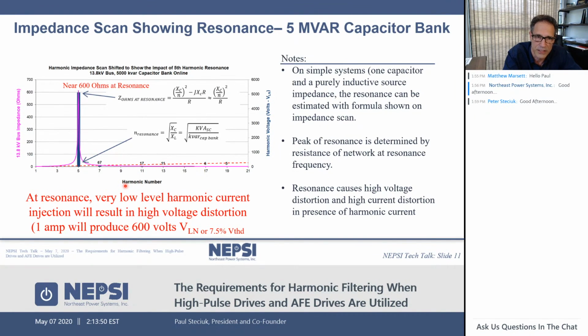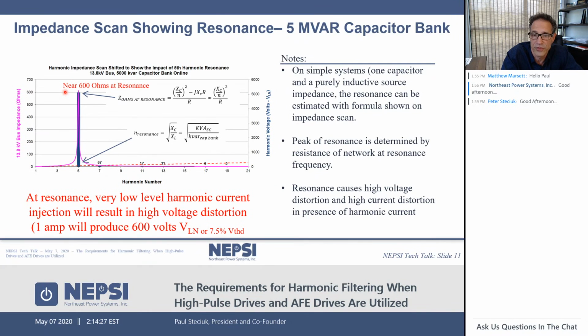Current times impedance will give us volts. And you can see here that we have nearly 600 ohms of impedance created by that resonance. 600 ohms of impedance, which means that any value of current, even a very small value of harmonic current present at the 5th, will create a significant amount of voltage. So let's say, for example, I have a drive system and it produces 1 amp of harmonic current at the 5th. It would be 1 amp times 600 ohms would be 600 volts. That would be my line to neutral harmonic voltage.